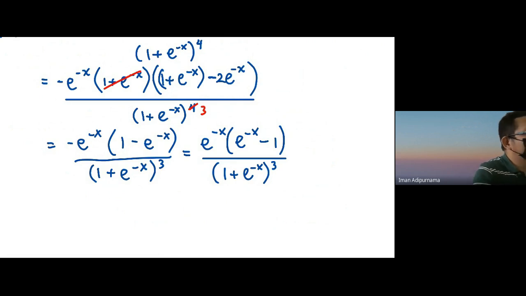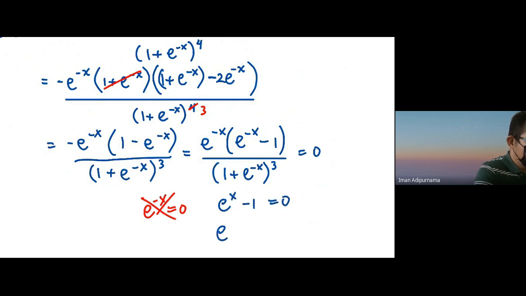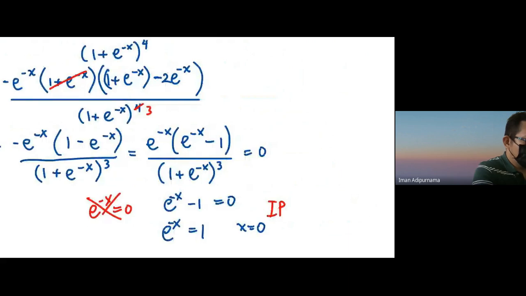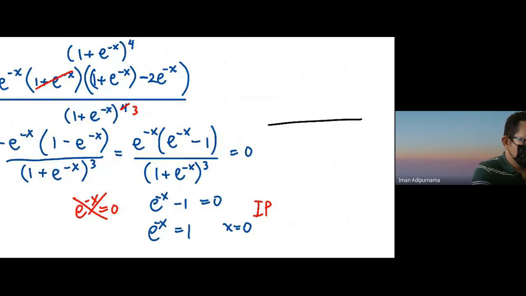So if we want to check the inflection point, I think we can try to check this. This one is impossible. So the other one, I think it's possible. So e with power negative x should be equal to 1. So x should be 0, right? x should be 0. And probably this will be our inflection point. And we can check right here.